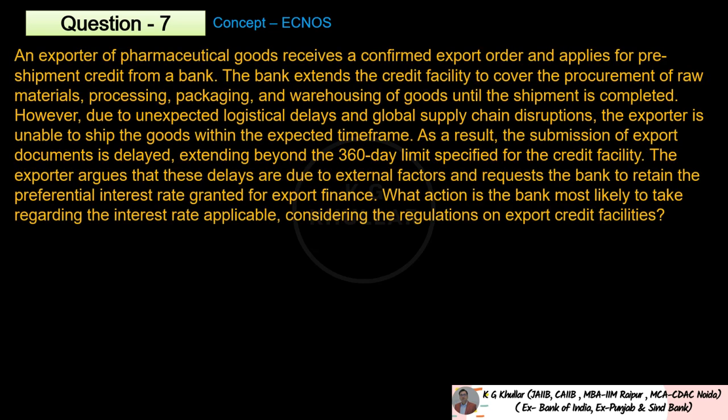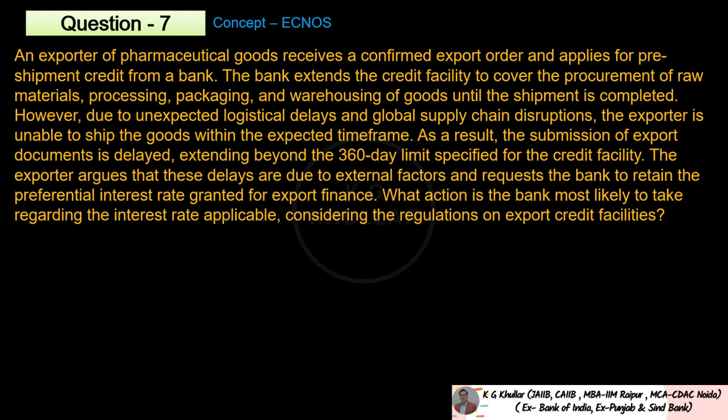The next question is from the concept of ECNOS. And the case goes like this. An exporter of pharmaceutical goods received a confirmed export order and applies for pre-shipment credit from a bank. The bank extends the credit facility to cover the procurement of raw materials, processing, packaging, and warehousing of goods until the shipment is completed. However, due to unexpected logistical delays and global supply chain disruption, the exporter is unable to ship the goods within the expected time frame.